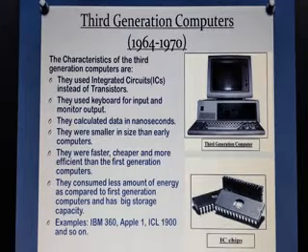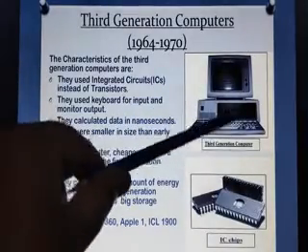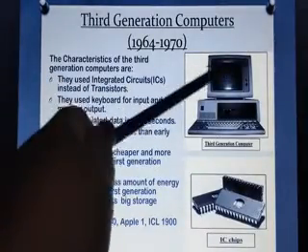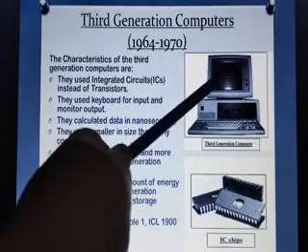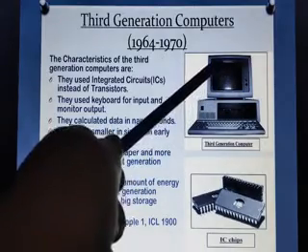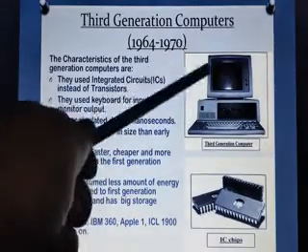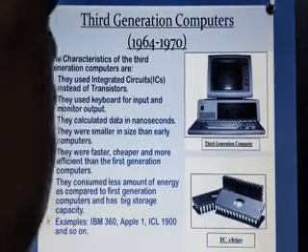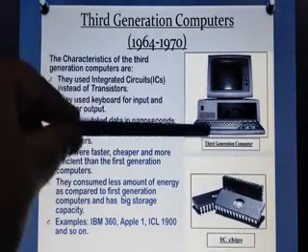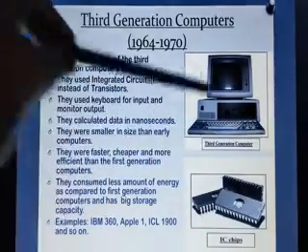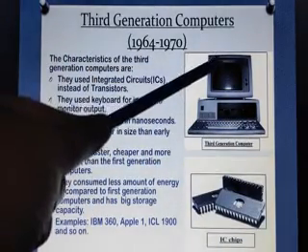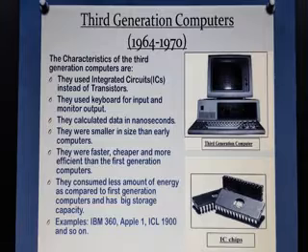So in the third generation of computers, as you can see in the picture over here, they used keyboards and the monitor. This is the monitor, it is used for output. Whatever data we input, we can see the output on the monitor also. So for input purposes we used keyboards, and for output purposes we used monitors. Now they calculated data in nanoseconds.